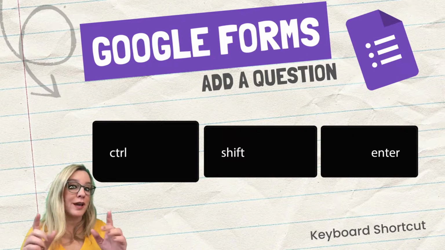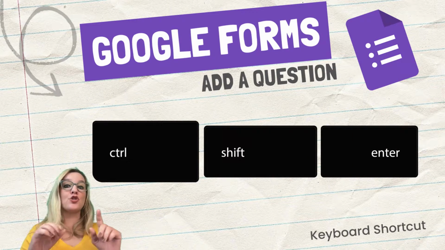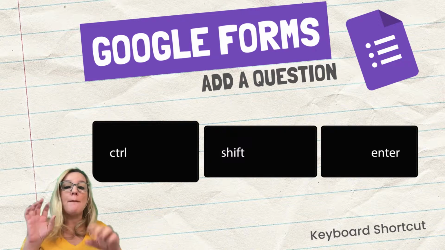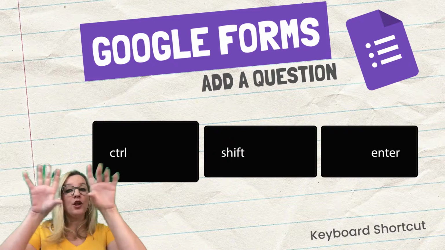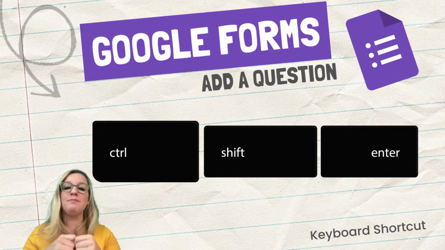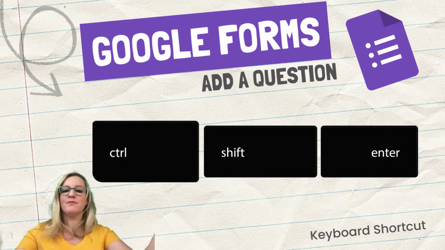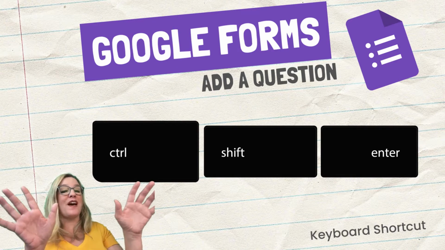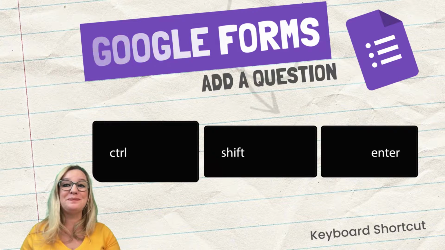So the keyboard shortcut to add a question is Control-Shift-Enter. Now it is a little tricky, so I'm going to show you how to do that, but you want to make sure you've selected the whole question, the little section, and you're going to do Control-Shift-Enter. It's going to add that new question. And once you get this to muscle memory, it goes so much faster to make a Google form.